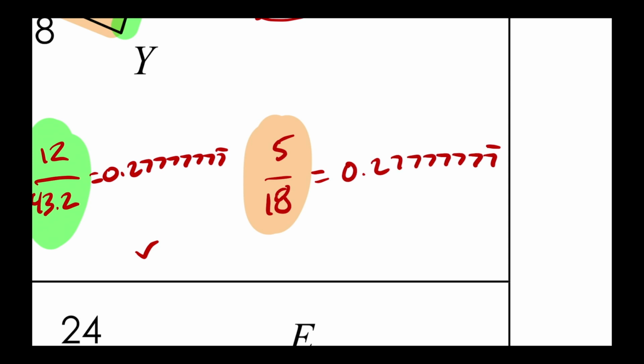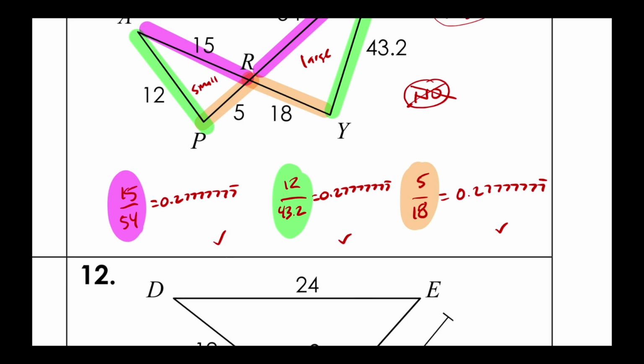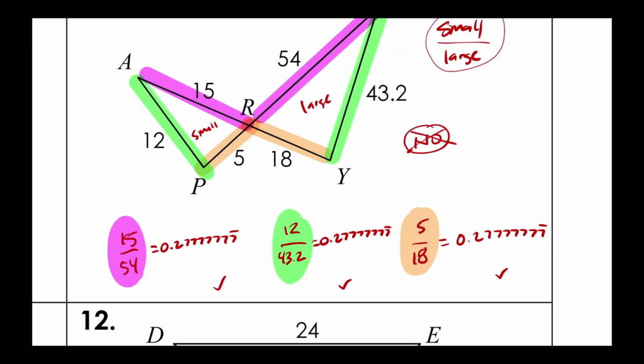So guess what? Even though it didn't look like they were equal, because we couldn't simplify the fractions, when we changed them to decimals, they all changed to the same number. So all the ratios are equal. So we can say, yes, these triangles are similar. Yay.